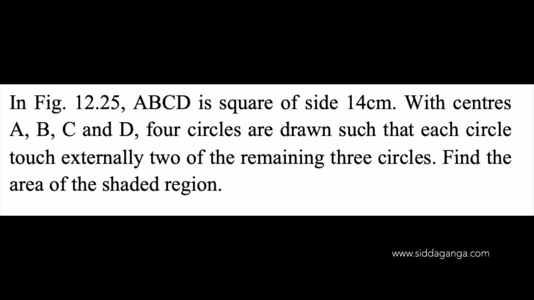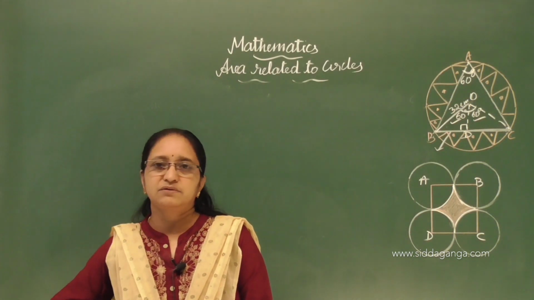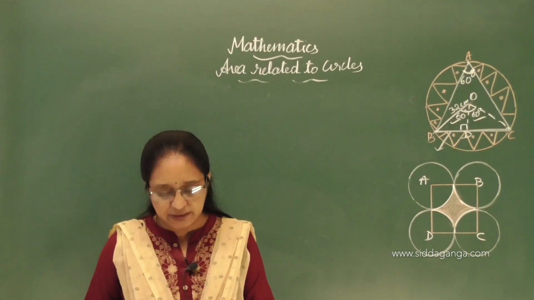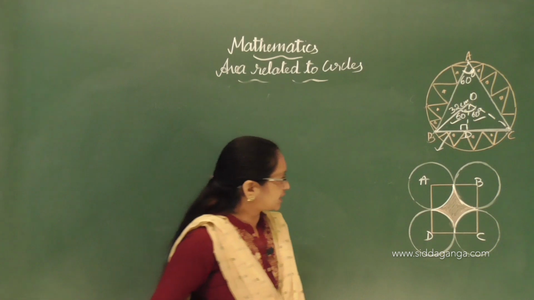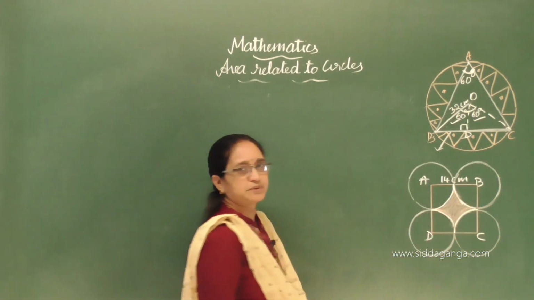In the figure, ABCD is a square of side 14 centimeter with the center ABCD. 4 circles are drawn such that each circle touches externally 2 of the remaining 3 circles. Find the area of the shaded region. See here, they have asked you, this is a square with side 14 centimeter. The side is 14 centimeter.